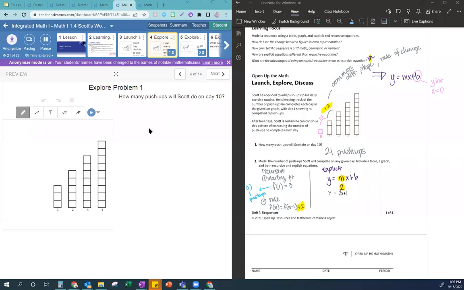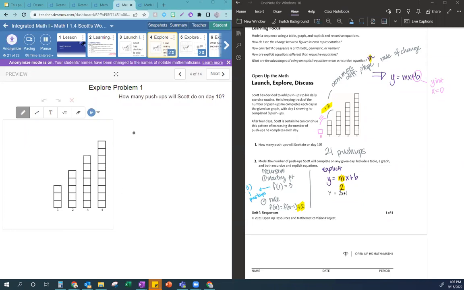So someone asked for 1.4, slide number 4 and slide number 9. So we'll go over that really quick. I already have the answer in our notes. It's right here. The answer is 21 push-ups. But in case you want to see why it's 21 push-ups, that's what I'm going to do over here.